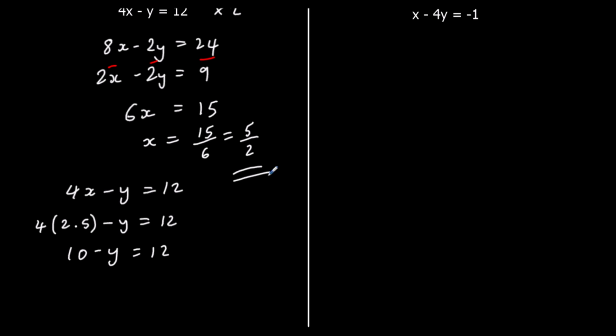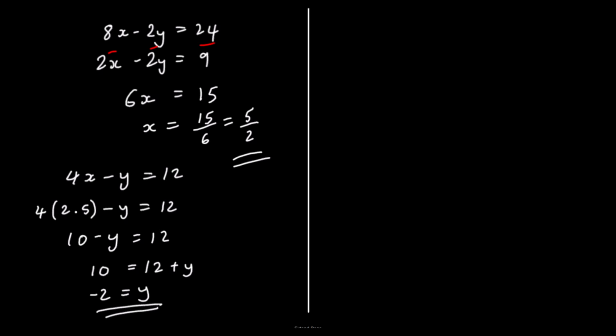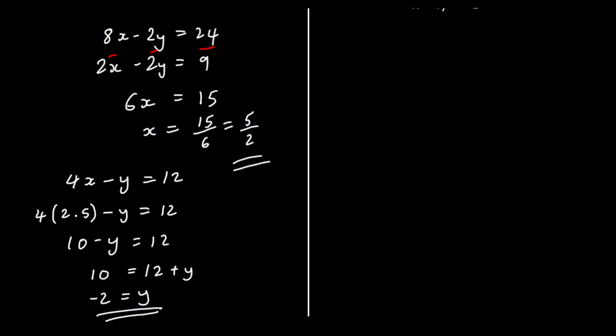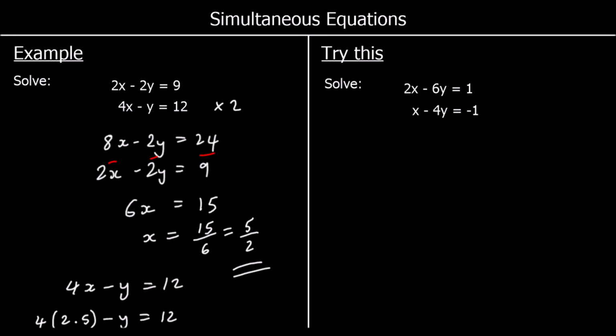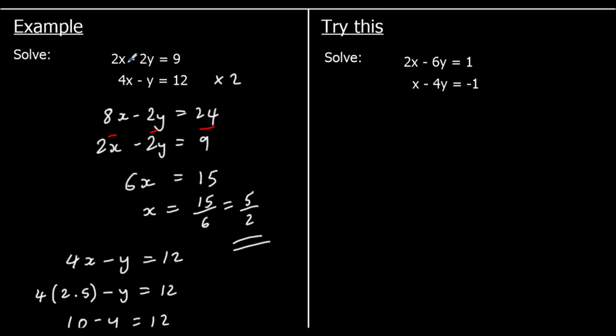Let's plus y to both sides to make it positive. So 10 is 12 plus y. And then take 12 away from both sides. So y is negative 2. So we've got x is 2.5, or 5 over 2, and y is negative 2. And if we check that in the other equation, 2 2.5s make 5, minus 2 negative 2s, so 5 plus 4 is 9.